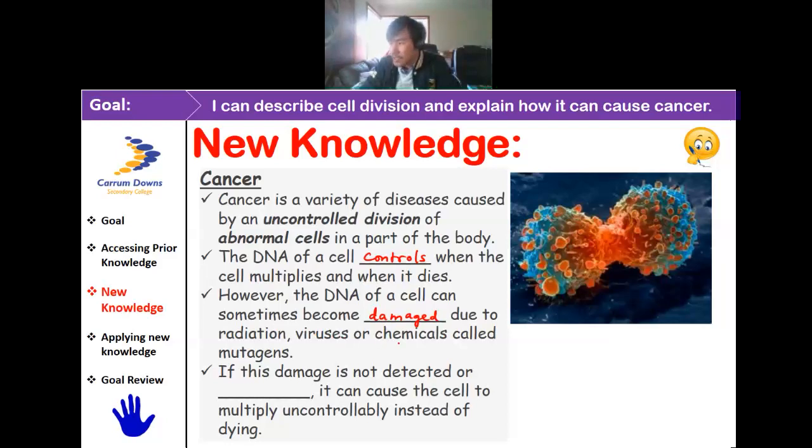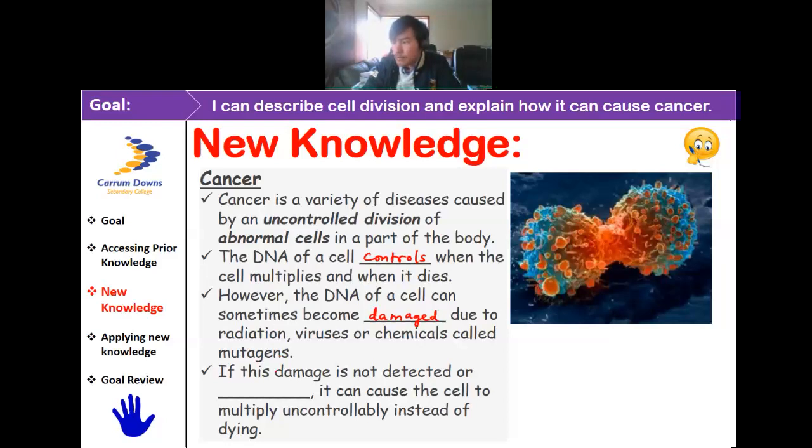Okay, and the chemicals that can cause damage to the cell are called mutagens. Okay, and the reason why we call them mutagens is because it is an agent, a chemical agent that can cause mutation in the DNA. Okay, that's what mutagens means.